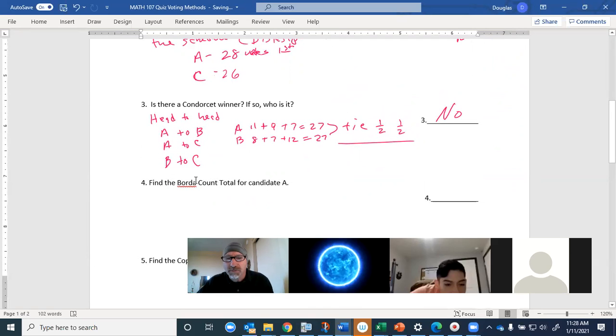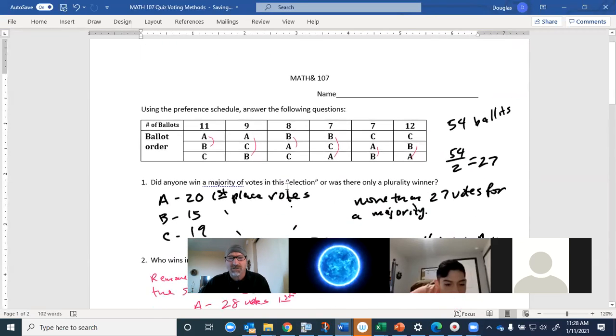Now let's talk about what a Borda count is. This is a new method, and there will be a lesson on it. I'm just giving you a quick example. The Borda count total for candidate A. So here's how Borda count works. If there are 3 candidates, then the first place candidate gets a 3-point value, the second gets 2, and the third gets 1. So it goes 3, 2, 1 every time.